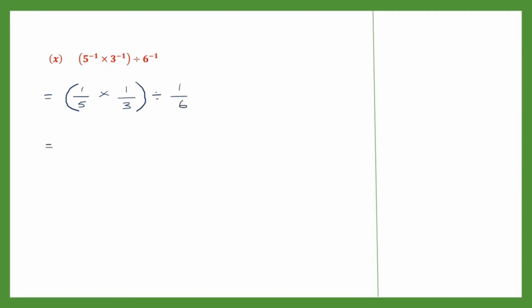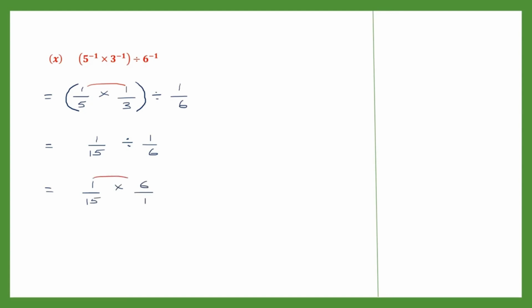Now let's multiply the numerators. 1 into 1 is 1. 5 threes are 15, divided now by 1 by 6. So division of fractions, we know how to do. 1 by 15, division changes to multiplication. 1 by 6 becomes 6 by 1.